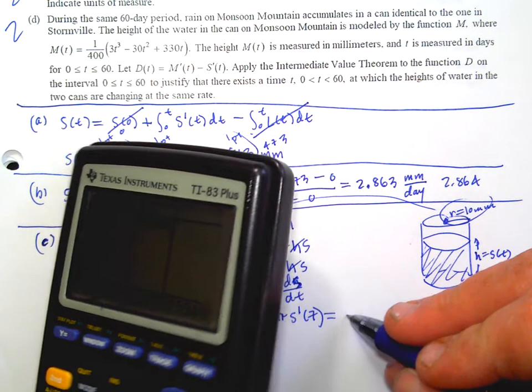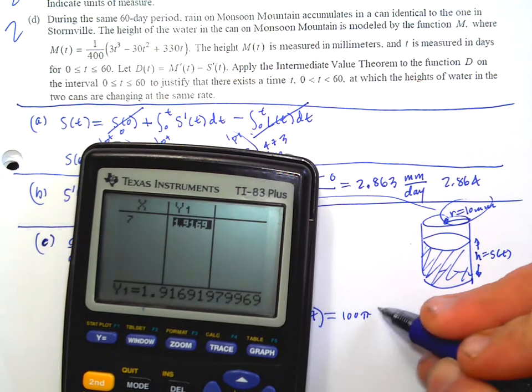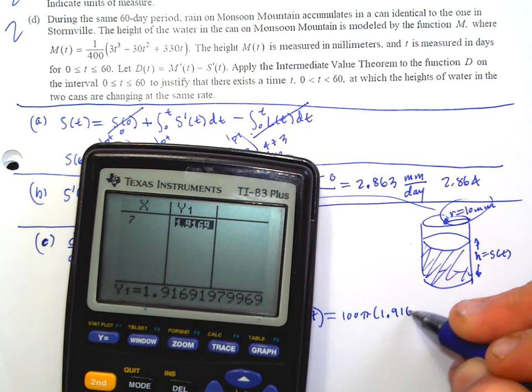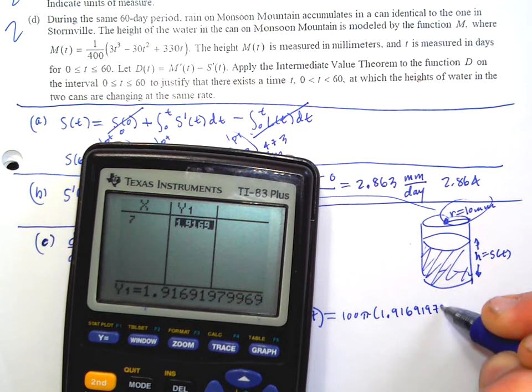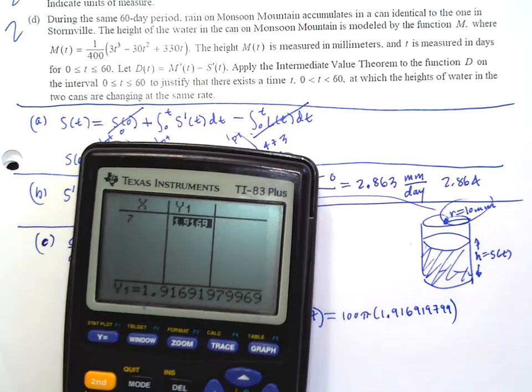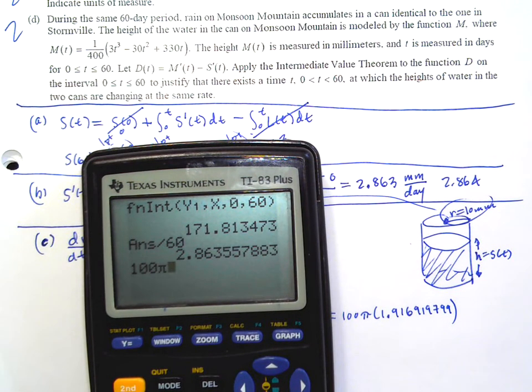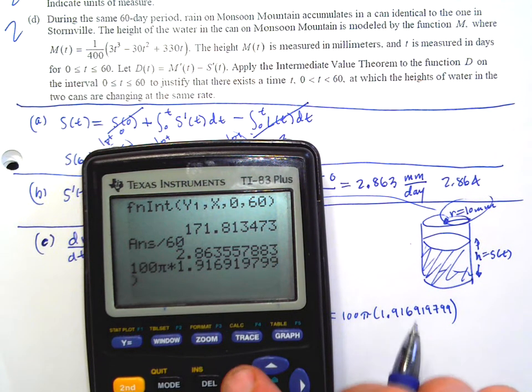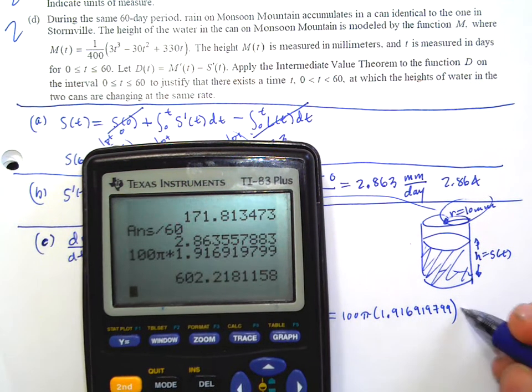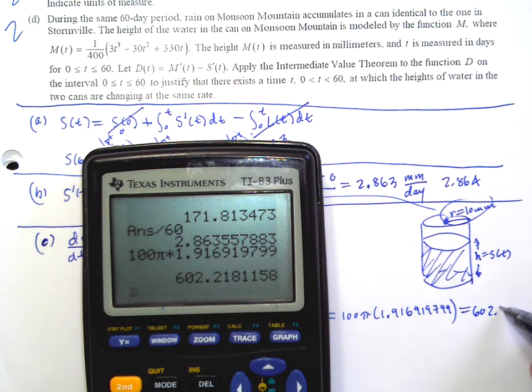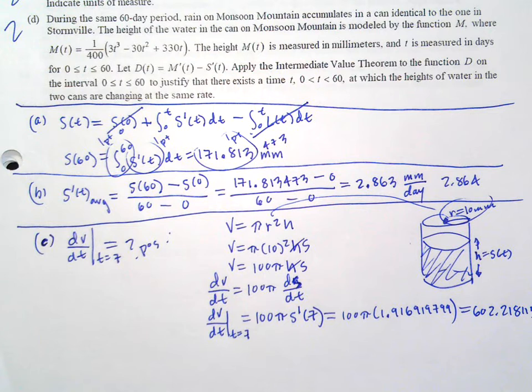So this is going to be 100 pi times 1.916919799. I think that's enough decimals. So back on the home screen, I'm going to do 100 pi times 1.916919799. Enter, and we're going to get 602.2181115. So that's where you change the volume.